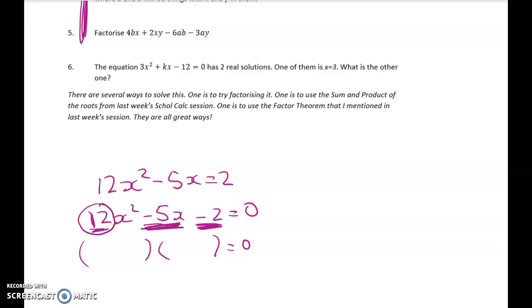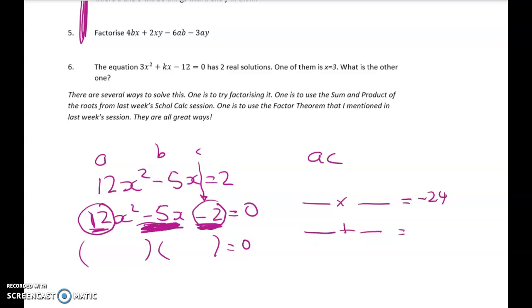So this is where we have to decide how to split that minus 5x term up. And the way I do it is like this. I've got the two numbers here, so we'll call this A, this is B, and this is C. C is the -2, those coefficients. And this is sometimes called the AC method, because I want to find two numbers that times to give me -24. And those same two numbers have got to add together to give me that middle term of -5. So if you think about factors of 24, we're looking for a gap of 5, and we're going to find that with some combo of 3 and 8.